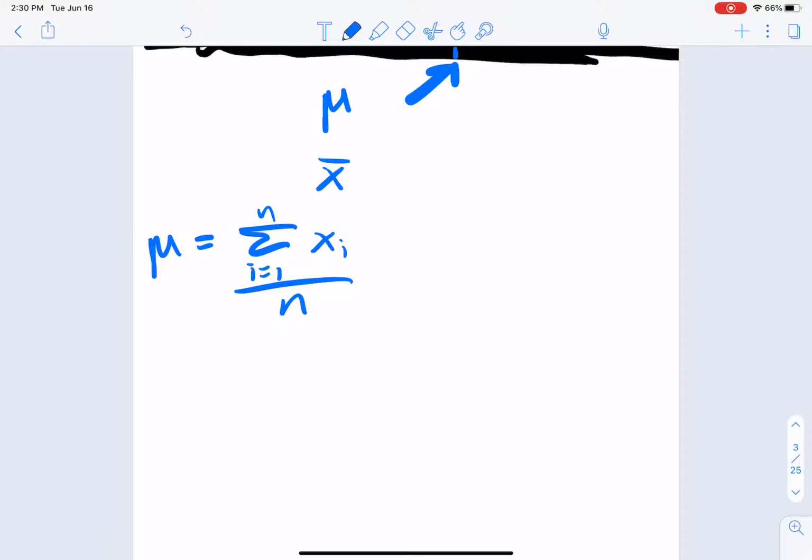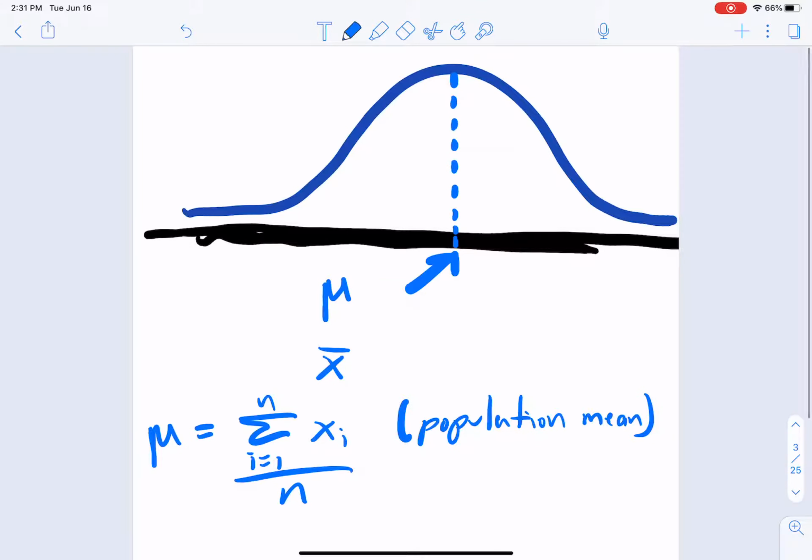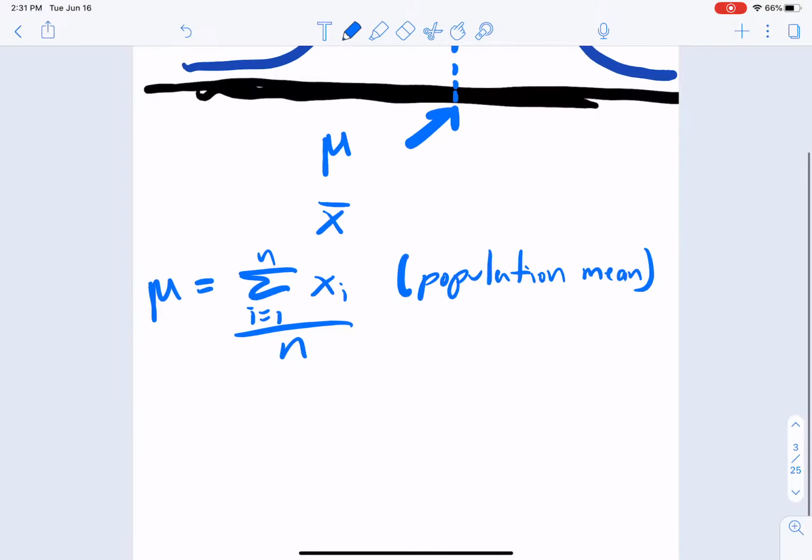Look at that. All that is the mean. But since we have these two different symbols, that means that we can use them in slightly different contexts. In this case, mu is just the population mean. So our location parameter here is just the population mean.